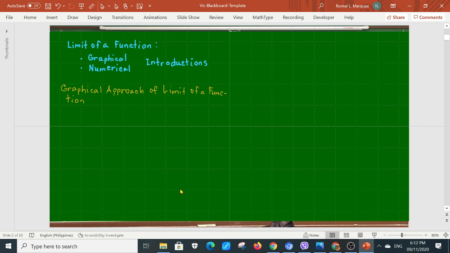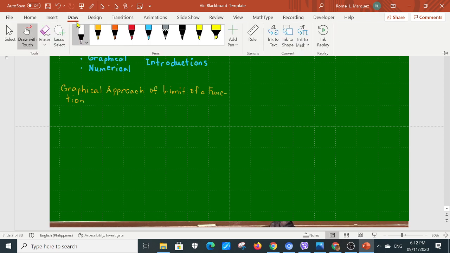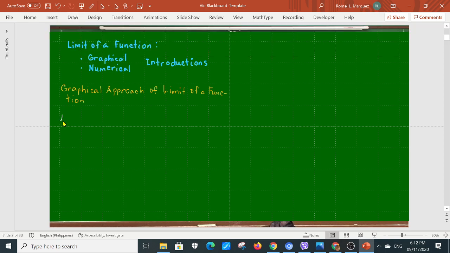In pre-calculus, again, what are those that are under pre-calculus? Algebra, trigonometry, analytic geometry, and other basic maths, no?